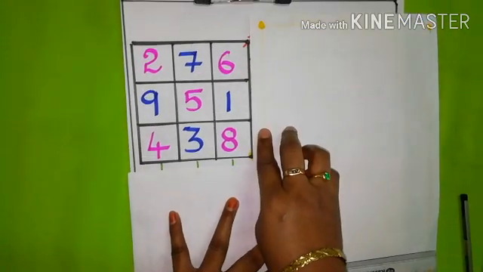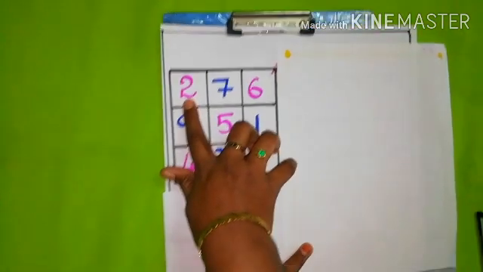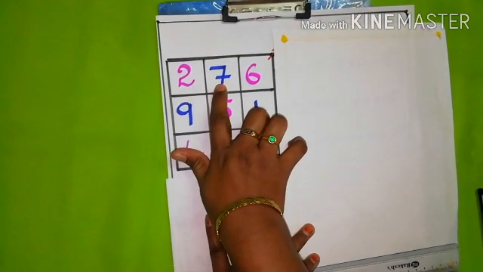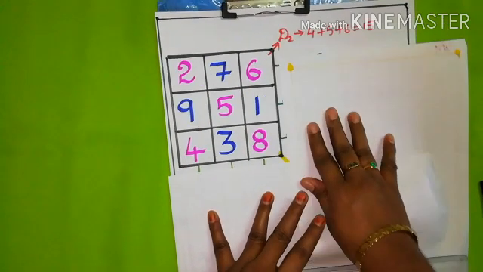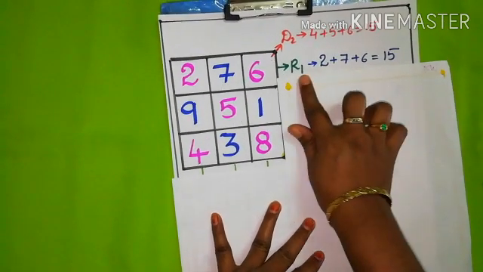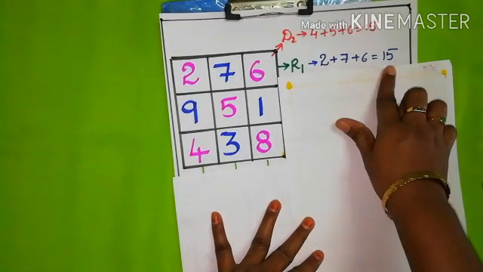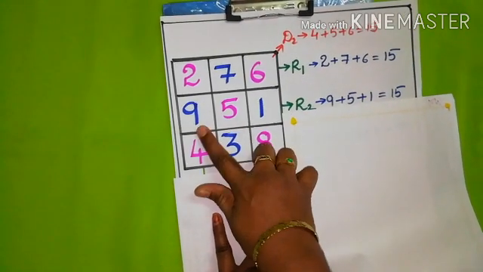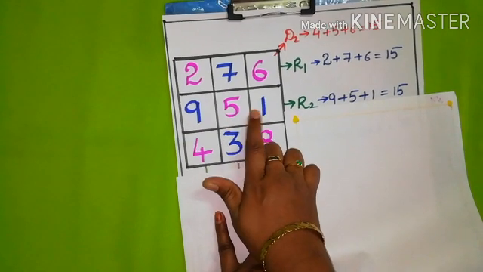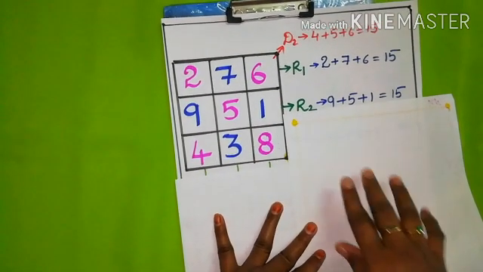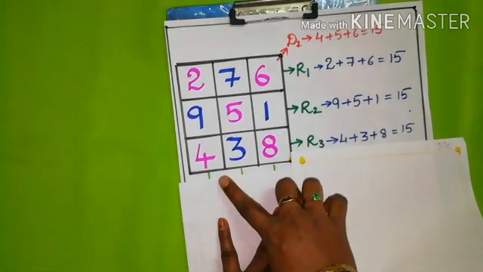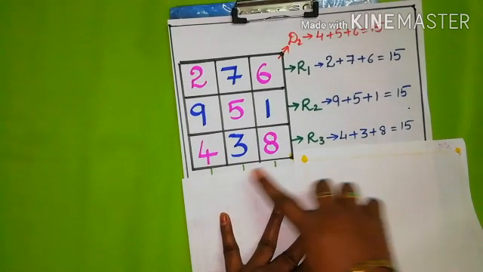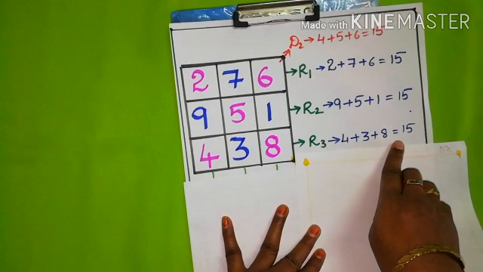Now, let us check the sum of digits in the first row. 2 plus 7 plus 6 gives us 15. First row's sum is equal to 15. Second row's sum of digits, 9 plus 5 plus 1, is equal to 15. Similarly, third row's sum of digits is also equal to 15. 4 plus 3 plus 8 is equal to 15.